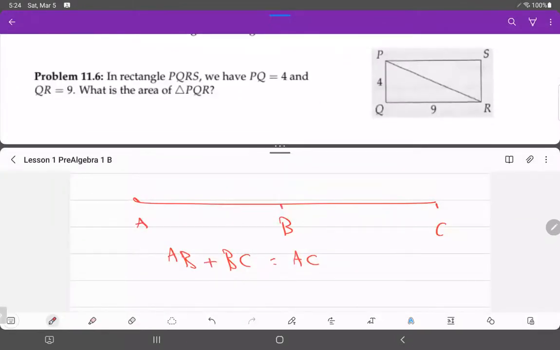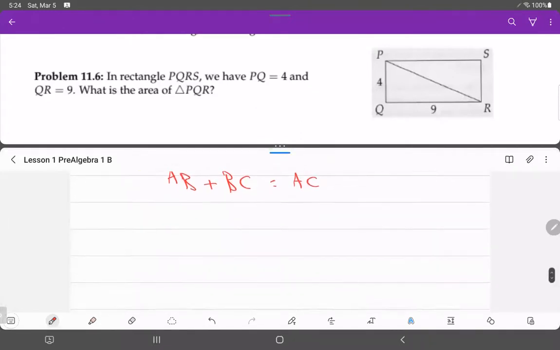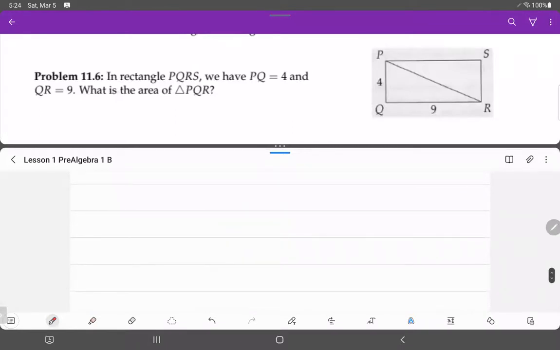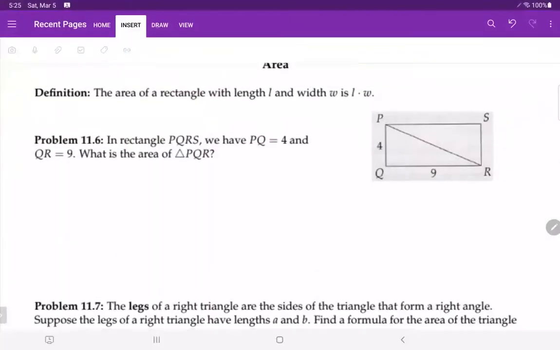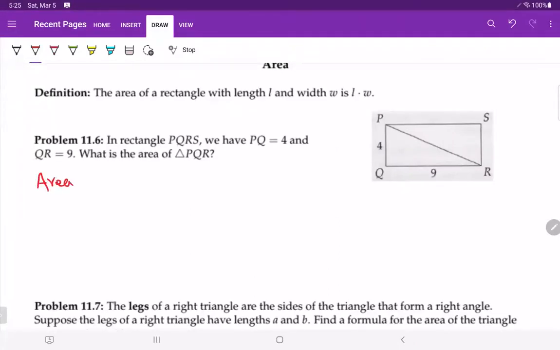The area. In the triangle PQR, we have PQ 4, QR 9. What is the area of the triangle? Okay, let me go there. This is the diagonal. The diagonal divides the rectangle into two equal triangles. So what is the area first of the rectangle PQRS? It's 4 times 9, width times length, so this is 36. This is the area of the rectangle.